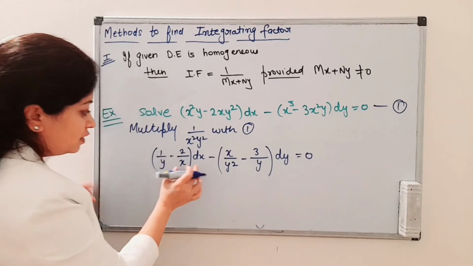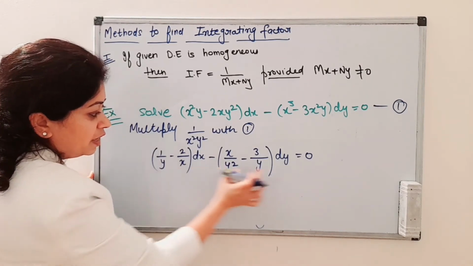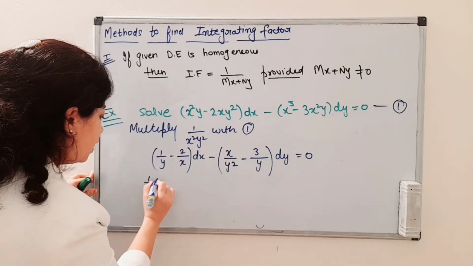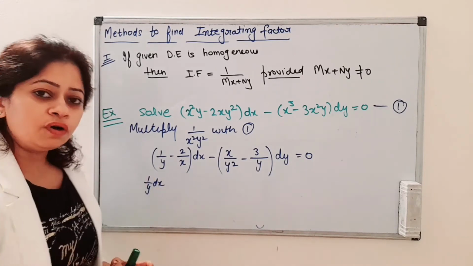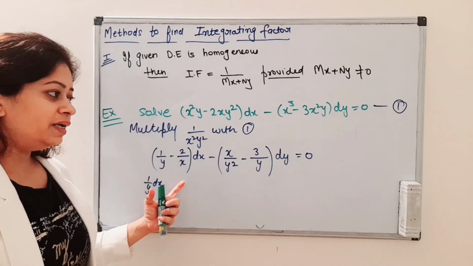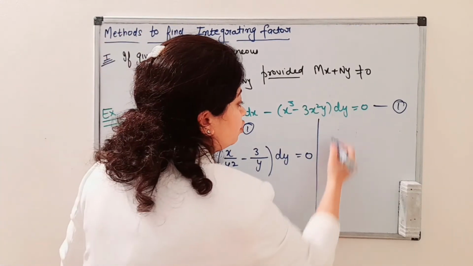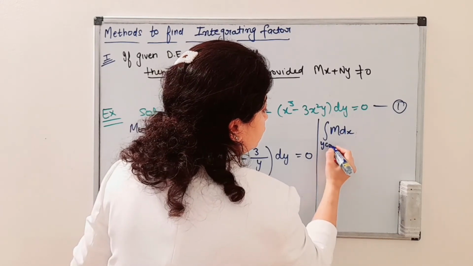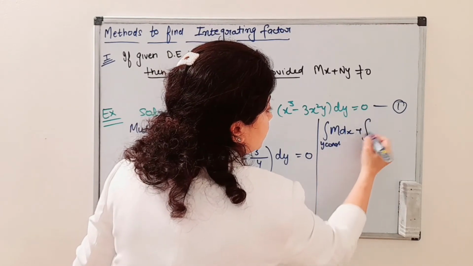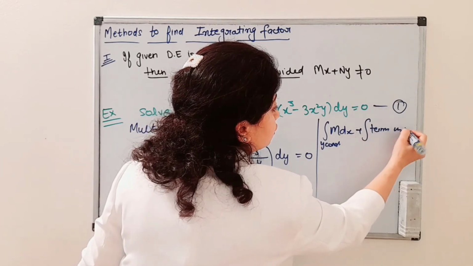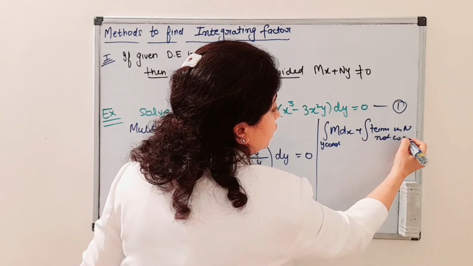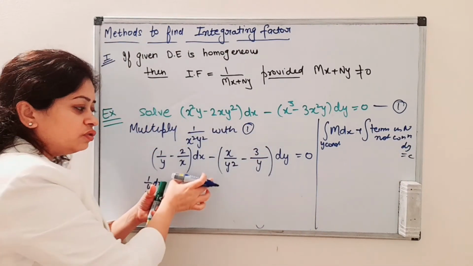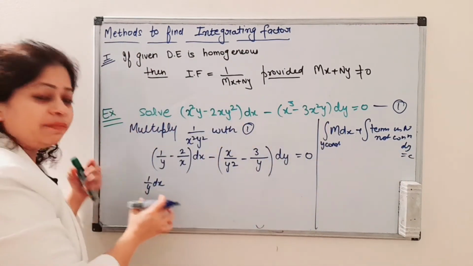We can see that this term has only x and this term has only y. Can we rearrange it? See, 1 upon y dx. If you don't want to rearrange it, just find the solution. How do we find the solution? ∫M dx, treating y as constant, plus the terms in N not containing x, dy is equal to c. So we can find the solution by this method also and by rearranging also.